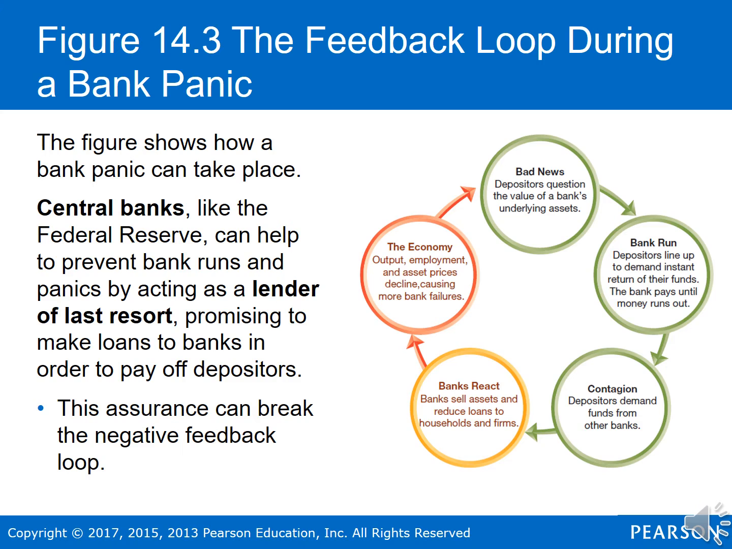So this figure shows how a banking panic can take place. So first, there's bad news. For some reason, something happens that makes depositors question the value of the bank's underlying assets. Maybe there's a sharp drop in the stock market. Maybe a lot of the bank's loans are likely to be unpaid because the firms it's loaning to are going bankrupt. Something makes depositors question whether a bank is going to be able to cover all the deposits they have. So what do they do? Being rational individuals, they rush to be the first person to make sure they can get their money out of the bank.